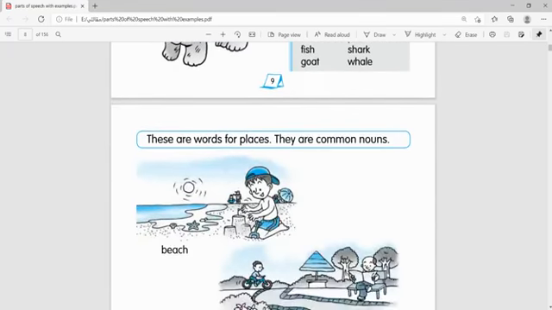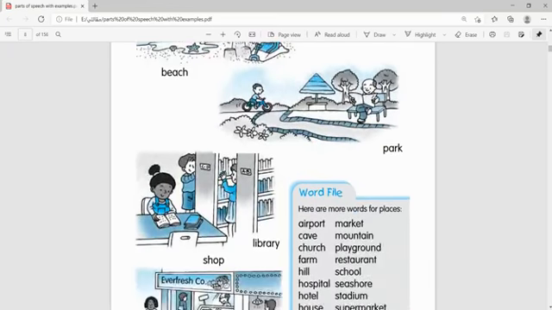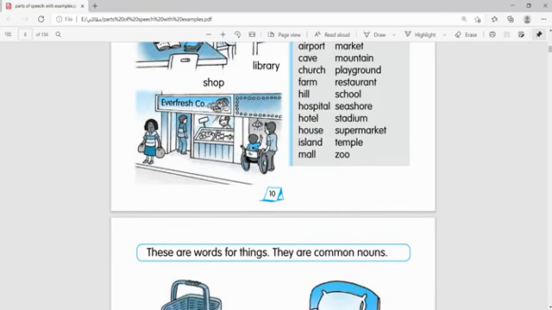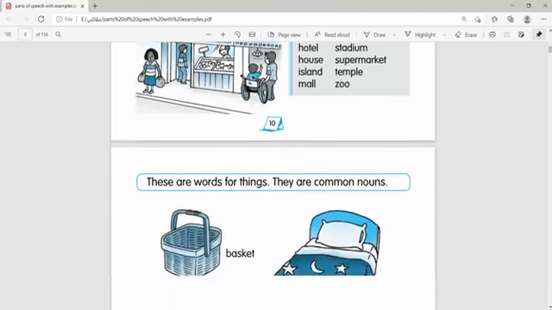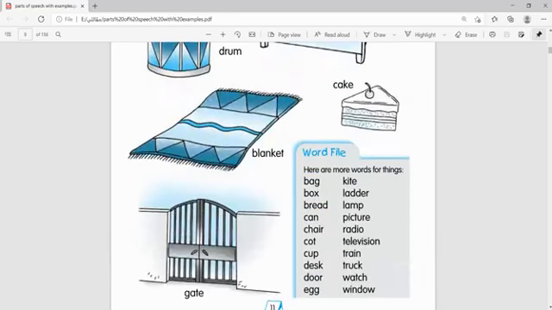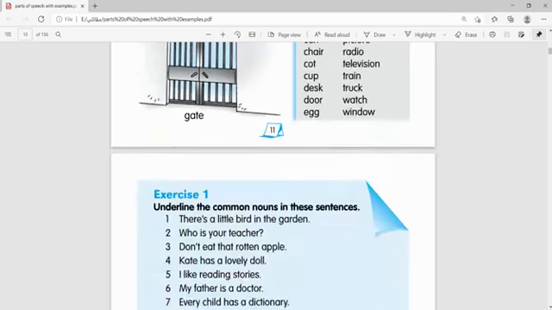Same way, common nouns for places: beach, park, shop, library, grocery shop, supermarket, school, restaurant, playground, market, mall. All these are common nouns for places. And common nouns for things: bed, cake, drum, blanket, can, chair, radio, television, cup, truck. All these are common nouns for things.